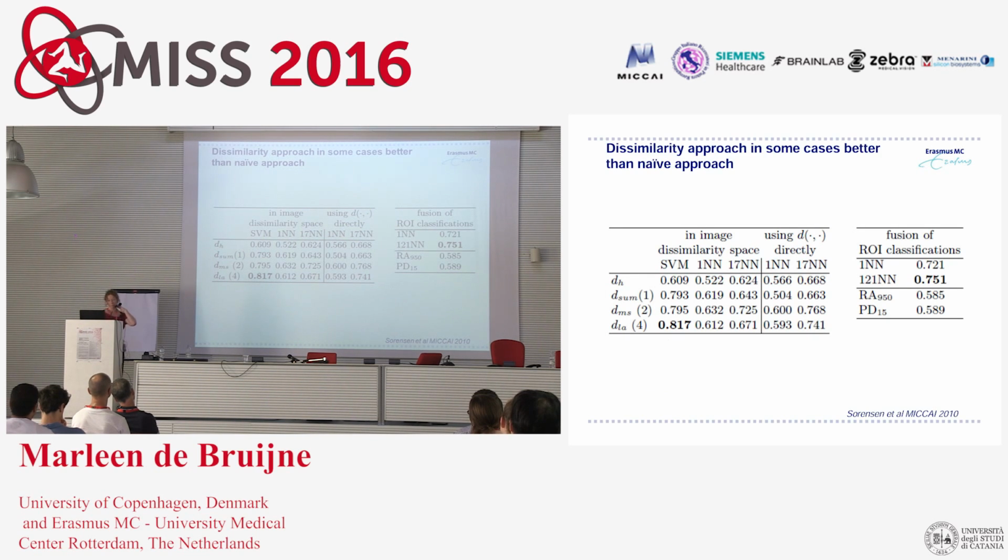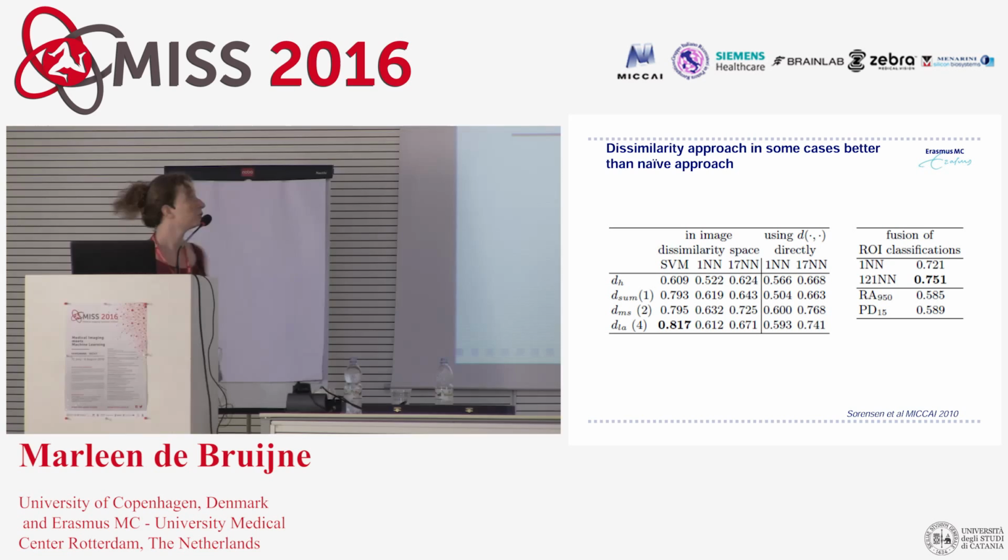So we found that in some cases the dissimilarity approach is better than the naive approach. So the naive approach is here. You see, it's all areas under the ROC curve. So here are the original density measures, and this is similar to what I showed before. The texture measures in the naive multiple instance learning approach perform quite a lot better.